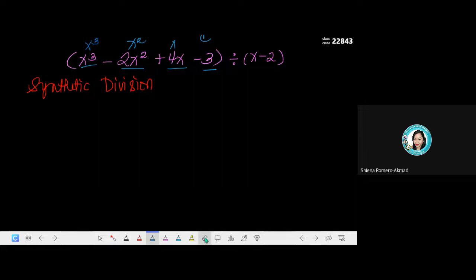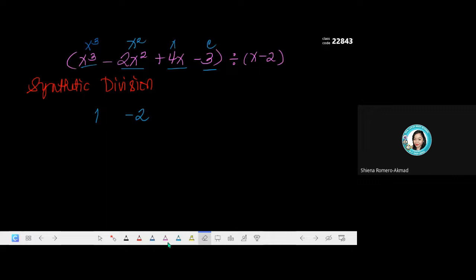Okay? Yan lang yung kailangan tandaan dyan. So, next step is to get their numerical coefficient. Pag kinuha natin yung numerical coefficient niya, ang magiging numerical natin dito is 1. Dito ay negative 2. Dito ay positive 4.